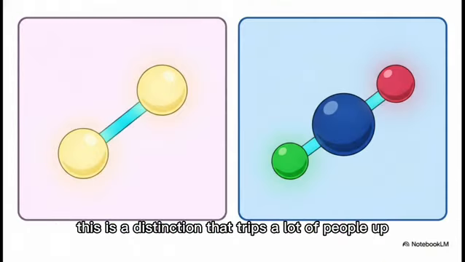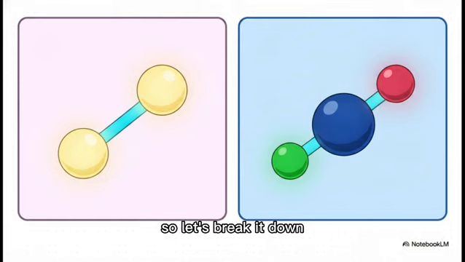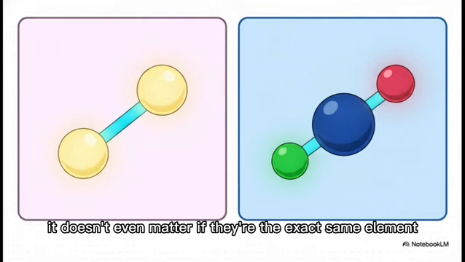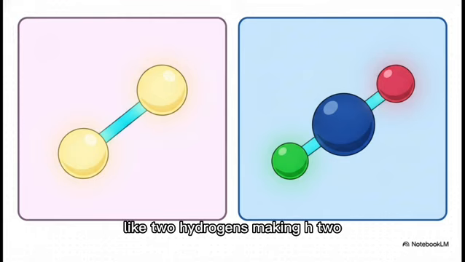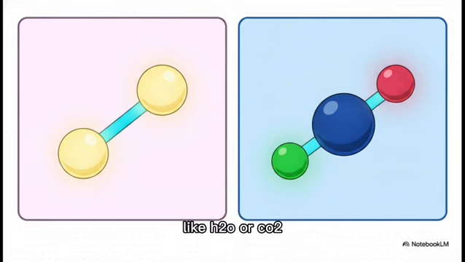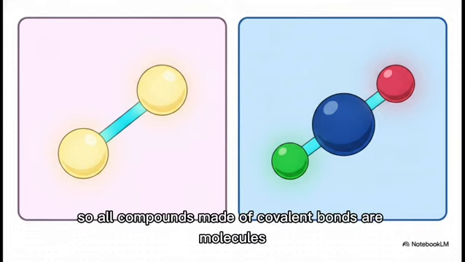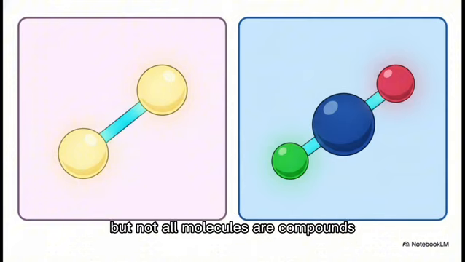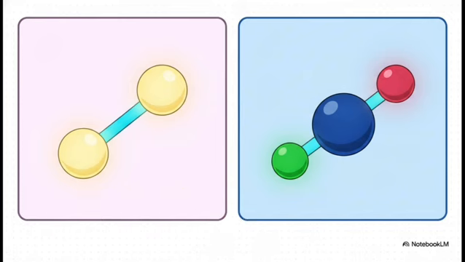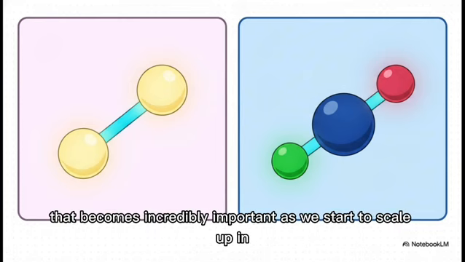Okay, this is a distinction that trips a lot of people up, so let's break it down. A molecule is simply any two or more atoms covalently bonded together. It doesn't even matter if they're the exact same element, like two hydrogens making H2. A compound, on the other hand, must be a combination of at least two different elements, like H2O or CO2. So all compounds made of covalent bonds are molecules, but not all molecules are compounds. It's a really precise architectural distinction that becomes incredibly important as we start to scale up.